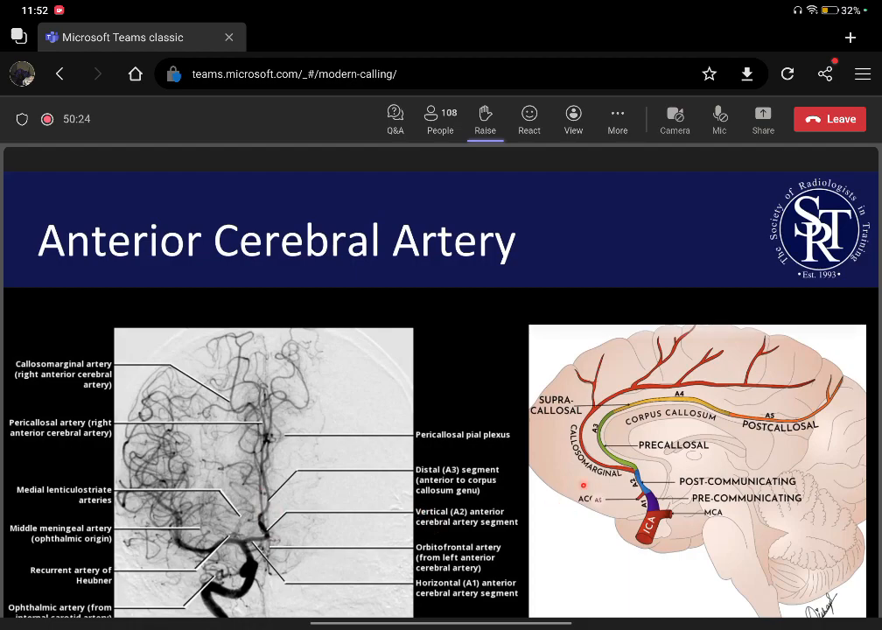The callosal marginal artery is the largest branch from the anterior cerebral artery, and it courses within or posterior to the cingulate sulcus.